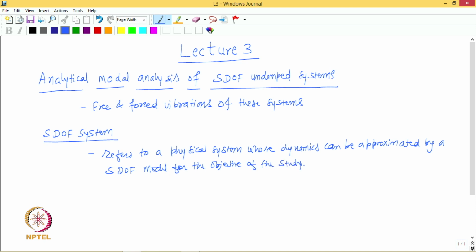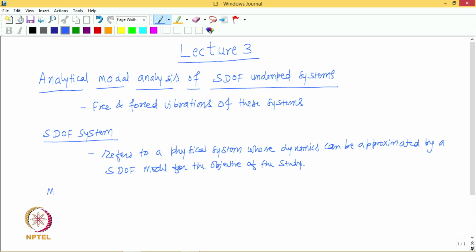We also saw that in the car example, if the objective was to predict the bouncing motion as well as the pitching motion, then the single degree of freedom model was not good enough, right. So we made another model. That is why the approximation by a single degree of freedom model is based on the objective, that is, what the intention of the study is, what the objective of the study is.